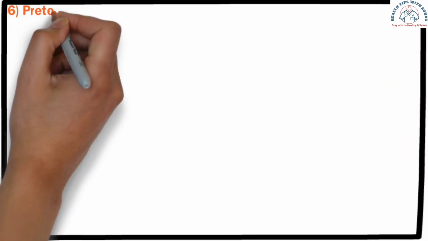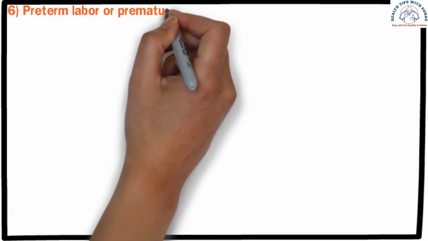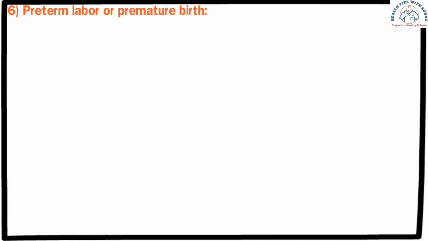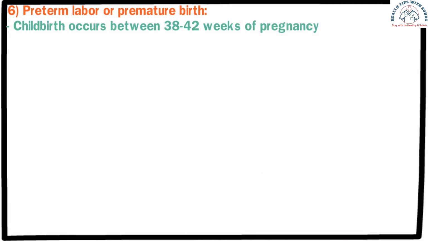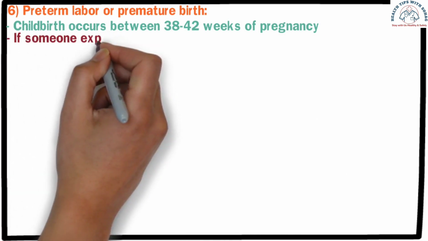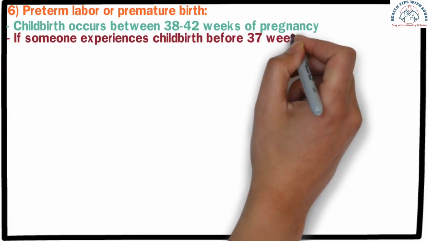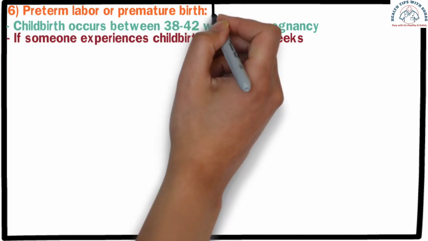Number 6, preterm labor or premature birth. Generally, childbirth occurs between 38 to 42 weeks of pregnancy. If someone experiences childbirth before 37 weeks, it's termed preterm labor or preterm birth.